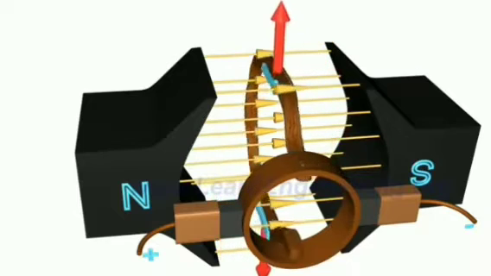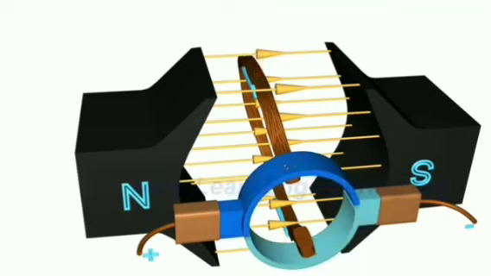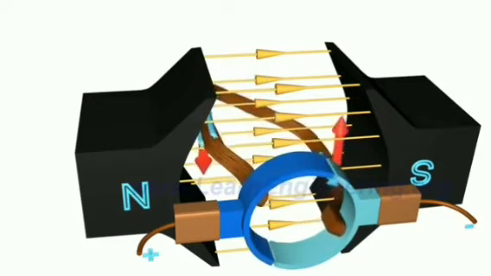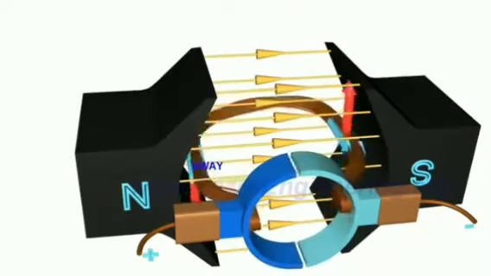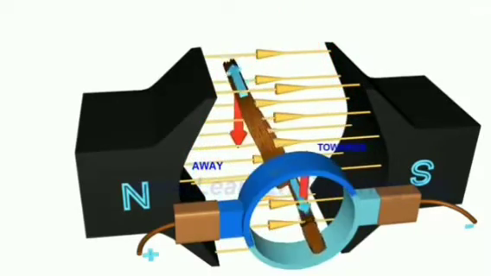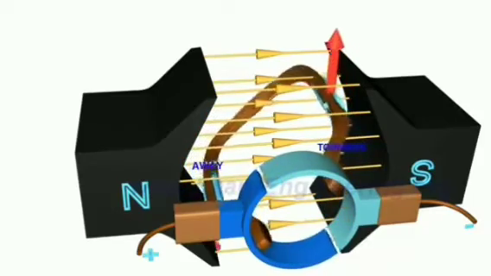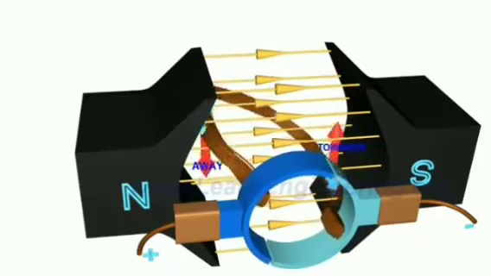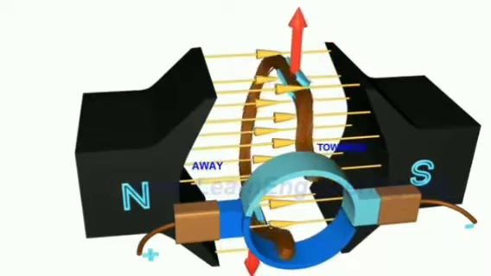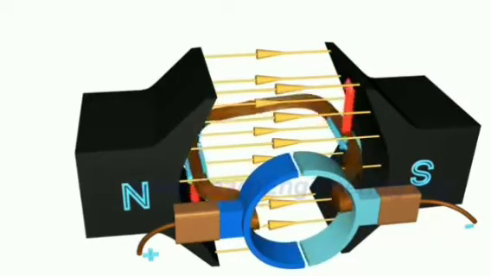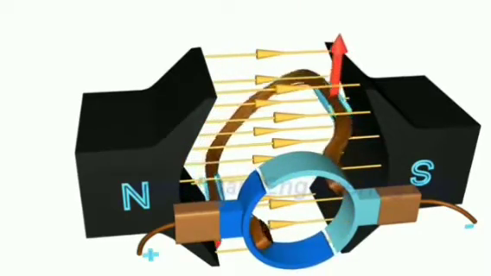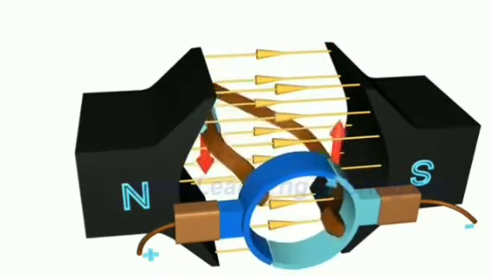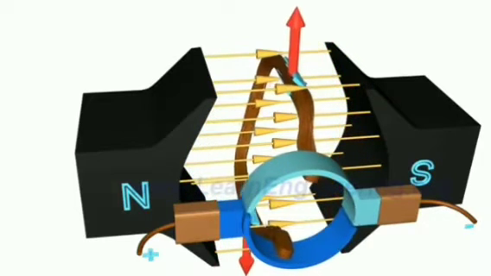When electricity is passing through the armature, it starts moving in the magnetic field. Because we already studied that when we place a current carrying conductor in a magnetic field, it experiences a force, and as a result the conductor starts to move. Here you can see the armature is moving in the magnetic field.